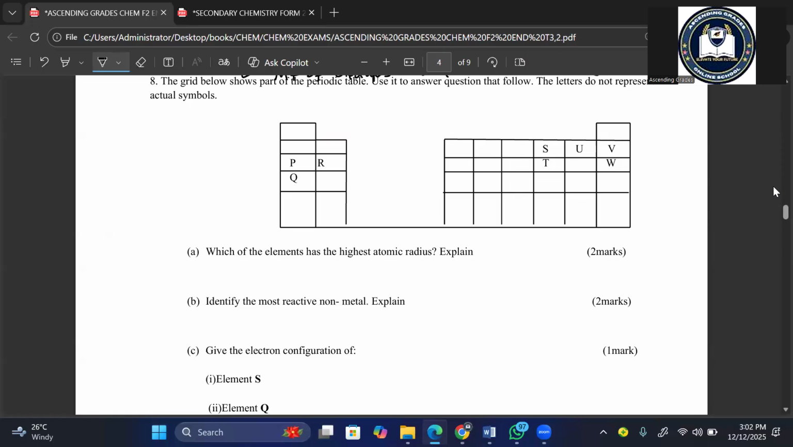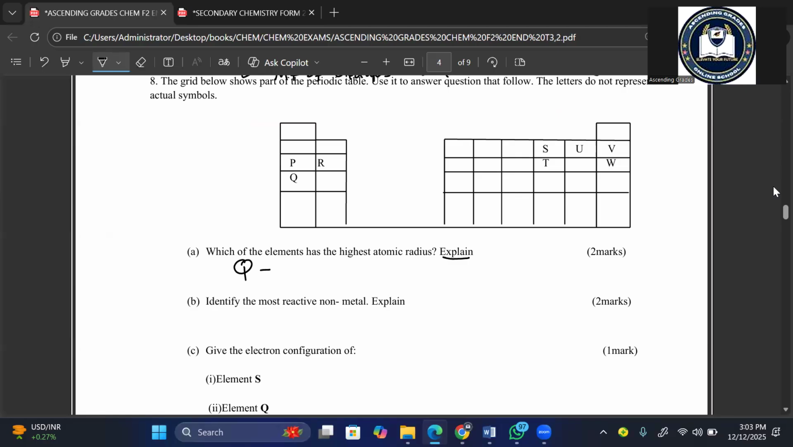Which of the elements has the highest or largest atomic radius? Then you are supposed to explain. Out of all the elements that you can see in the periodic table, which one has the largest atomic radius? So in this case, Q carries the response. So we have Q, and then you are supposed to explain.